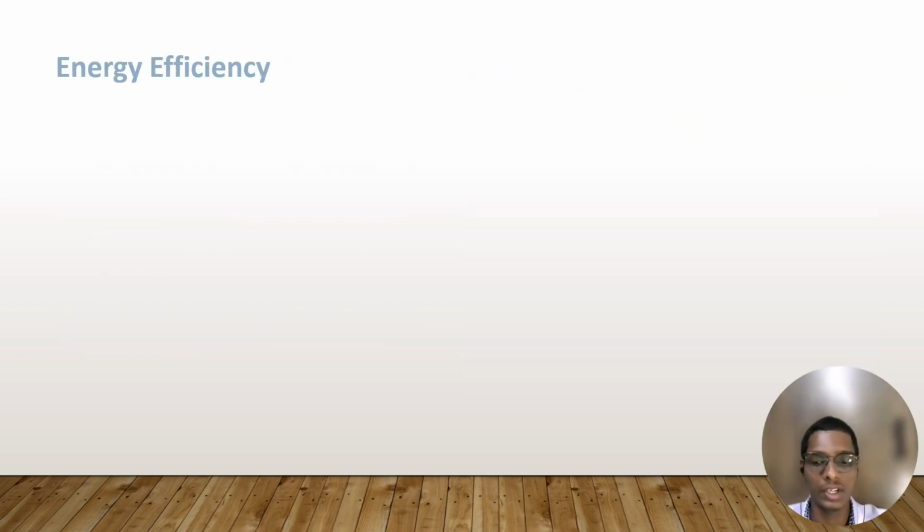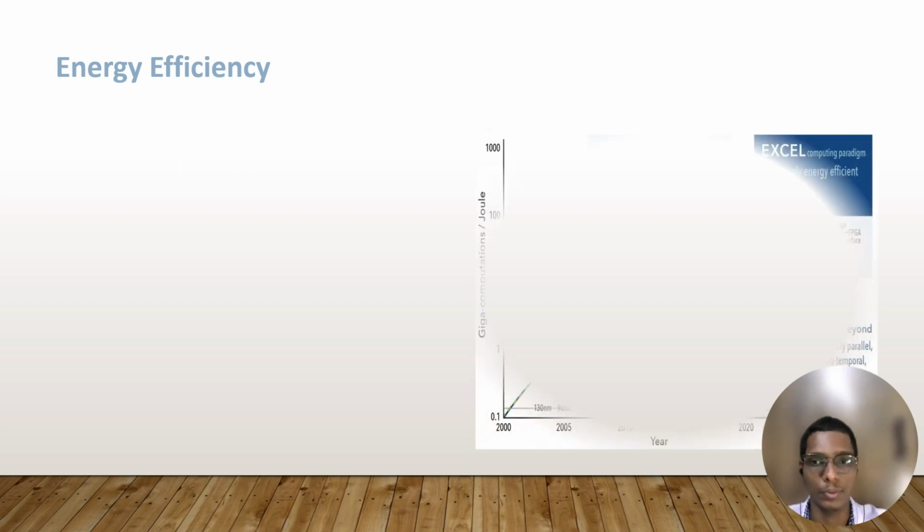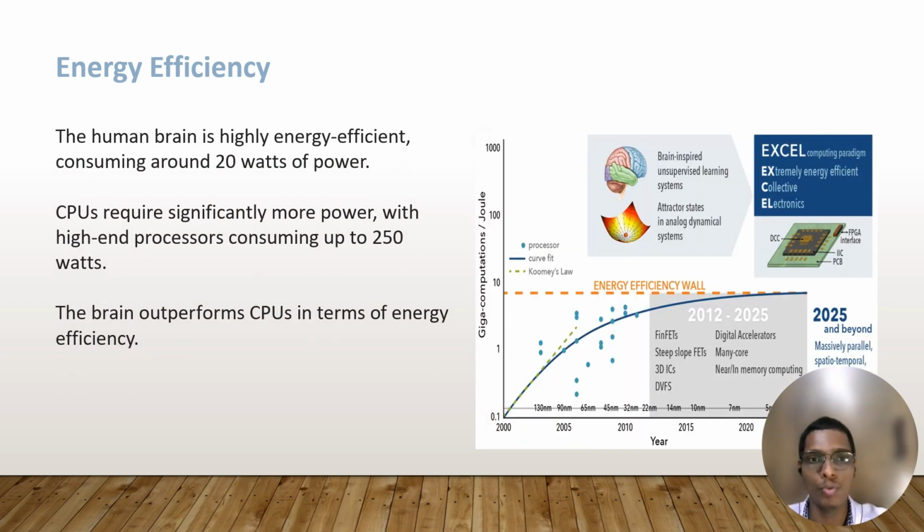Now, let us look at the energy efficiency of the brain and a CPU. The human brain is highly energy efficient, consuming around 20 watts of power, whereas CPUs require significantly more power, with high-end processors consuming up to 250 watts. The brain outperforms CPUs in terms of energy efficiency.